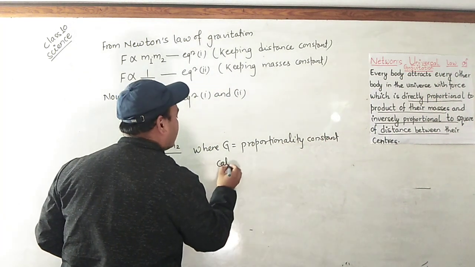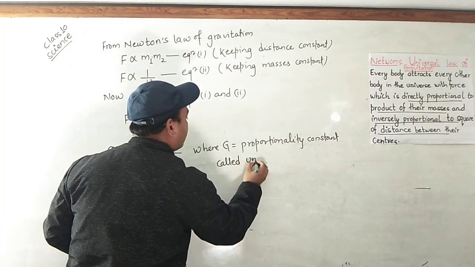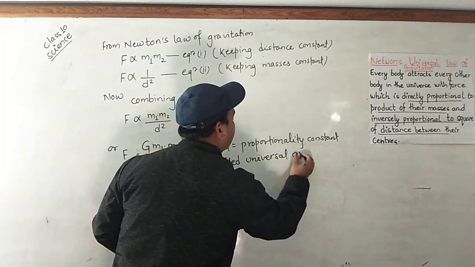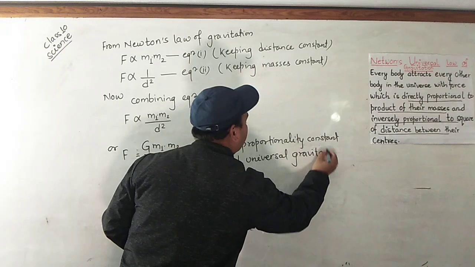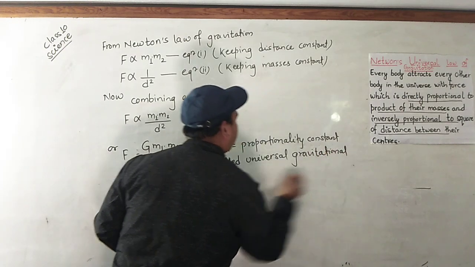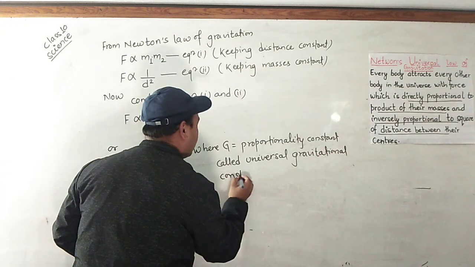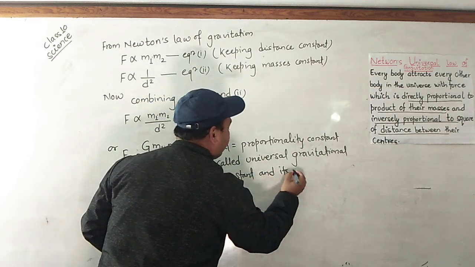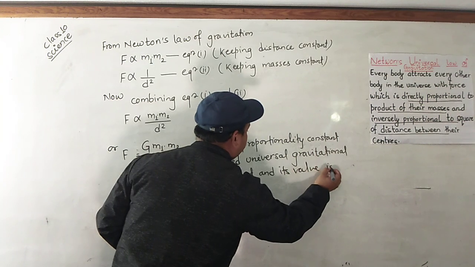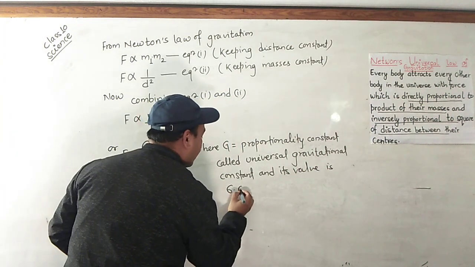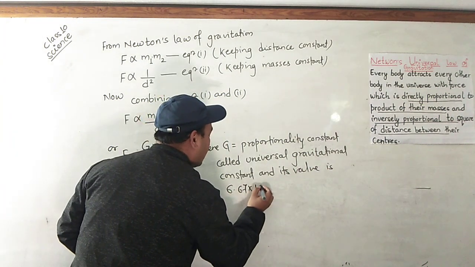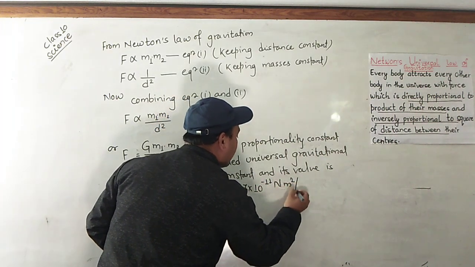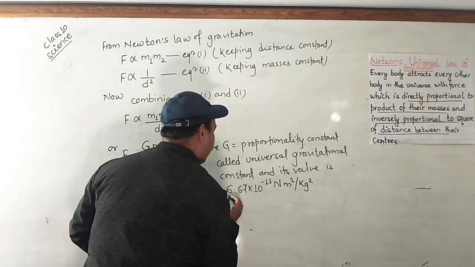G is the proportionality constant, called the universal gravitational constant, and its value is 6.67 into 10 raised to power minus 11 Newton meter square per kg square.